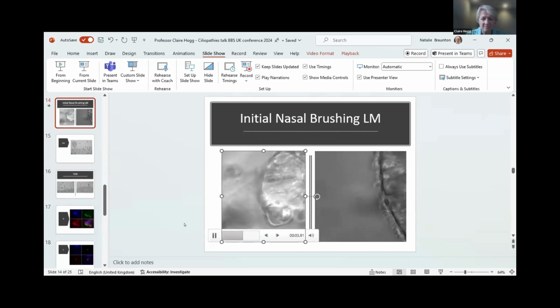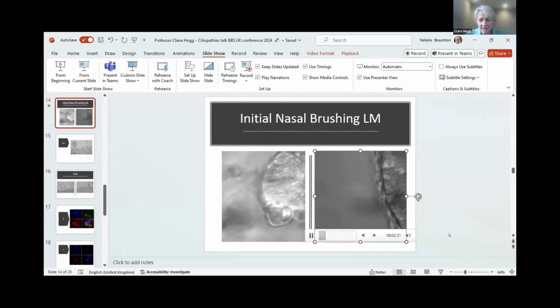Hopefully you can get the impression that they're really quite abnormal looking, and the one on the left as well should be, again, more normal.